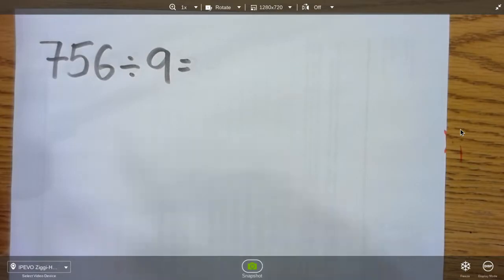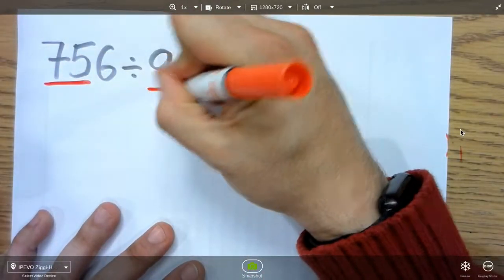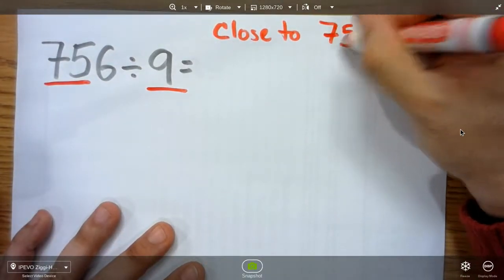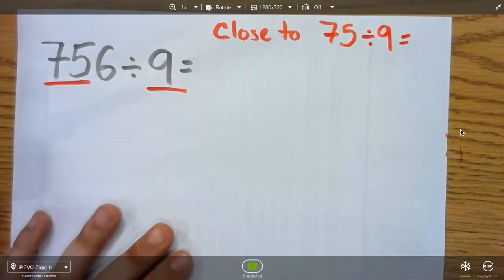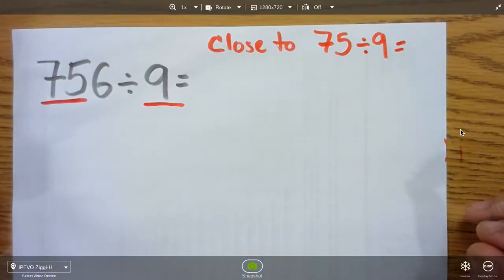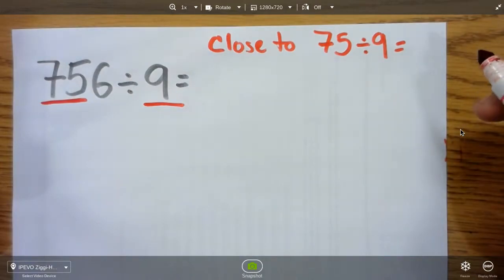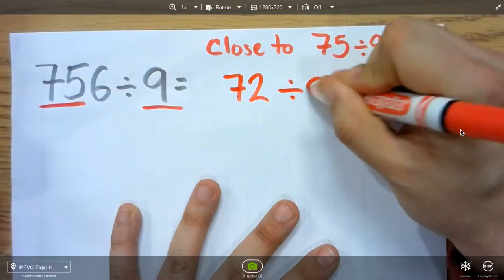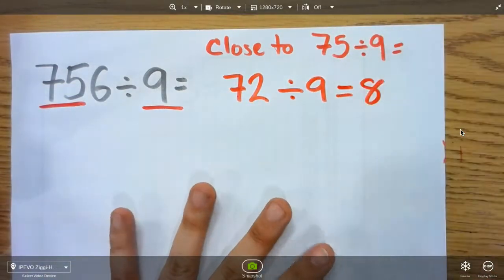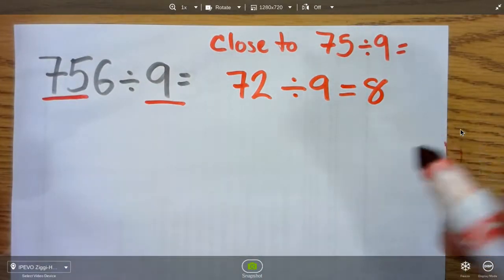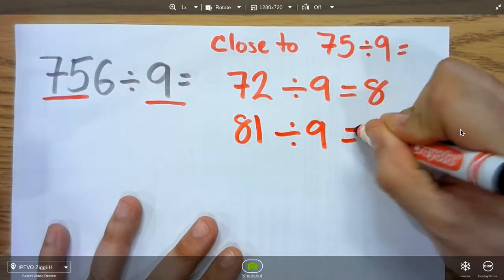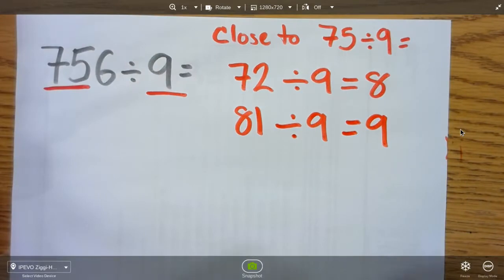Let's do another one here. 756 divided by 9. So again, looking in those first two spots, I'm coming up with something that's close to 75 divided by 9. So I need to figure out what is something close to 75 divided by 9. I know that 9 times 8 is 72. So if 9 times 8 is 72, then I can say 72 divided by 9 equals 8. And I know that 9 times 9 is 81. So 81 divided by 9 equals 9 right here.